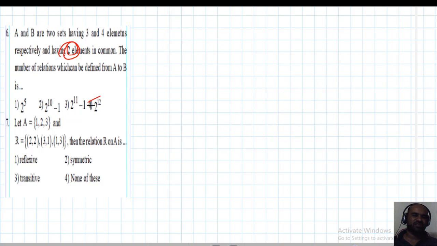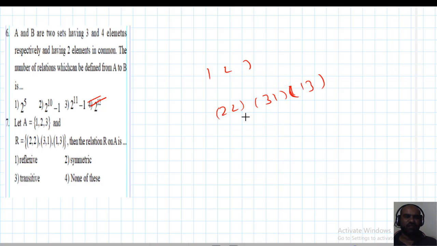Next example. Next, 7th problem. The set 1, 2, 3 is given, ordered pairs 2 comma 2, 3 comma 1 are given, 1 comma 3 also given. Now you want to check what type of relation that is. It is not reflexive, 1 comma 1 should be there, 2 comma 2 should be there, not there, so not reflexive. Symmetric: reverse of 2 comma 2 is 2 comma 2 only. 3 comma 1 reverse 1 comma 3 is there. So it is symmetric.